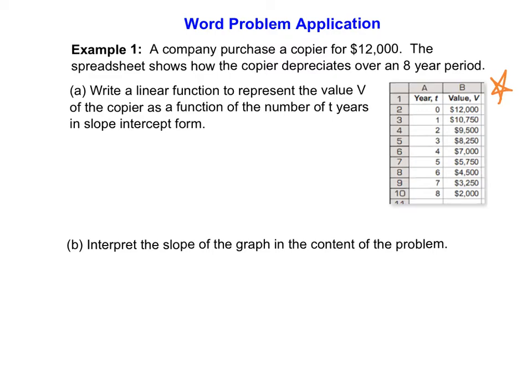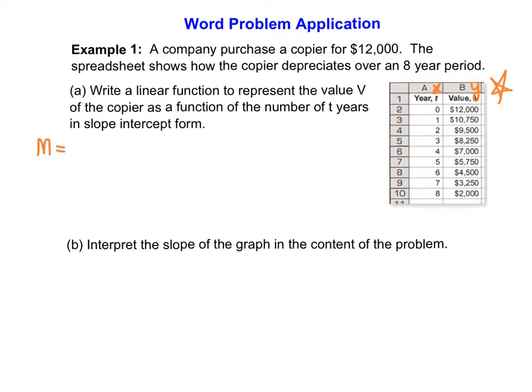So the first part says, write a linear function to represent the value v, so those are going to be our y values, of the copier as a function of the number of years t. So that means that's going to function as our x value there. So the first thing we need to do is write this equation and get it into slope-intercept form. Just like before, we always start in point-slope form and then we rewrite it into slope-intercept form.